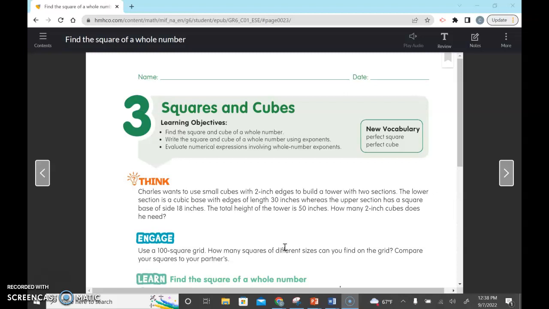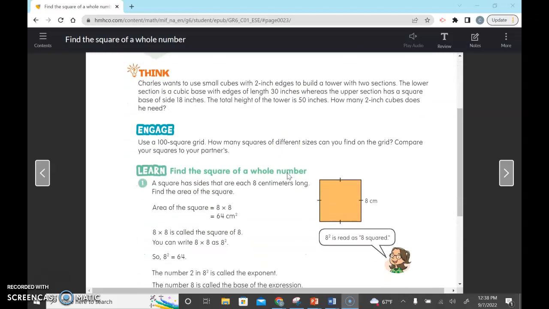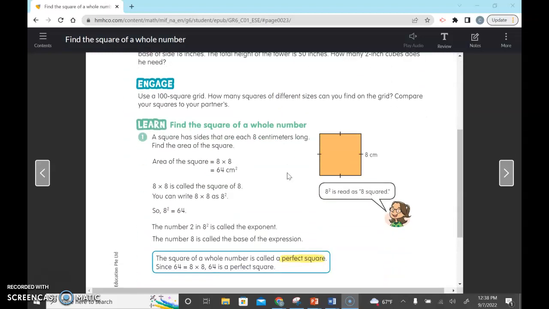There's three different ones. First of all, you want to find the square and cube of a whole number. And then also write the square and cube of a whole number using exponents, and also evaluate numerical expressions involving whole number exponents. So we'll take a look at those few things throughout this video, but those are the goals that you want to write down in your math journal. Now let's take a look first of all at finding the square of a whole number.